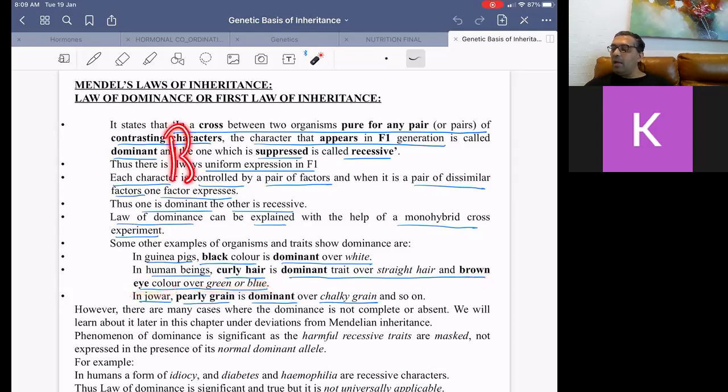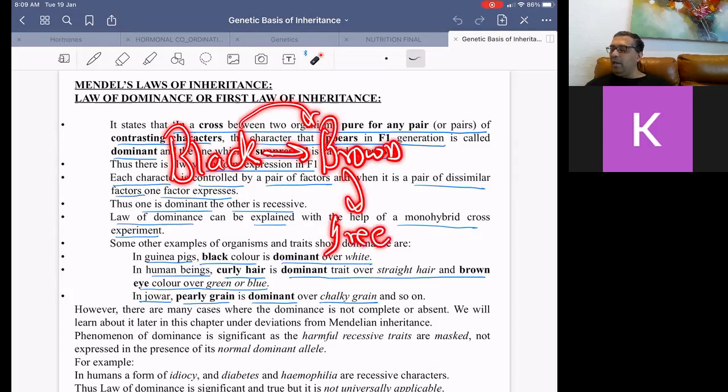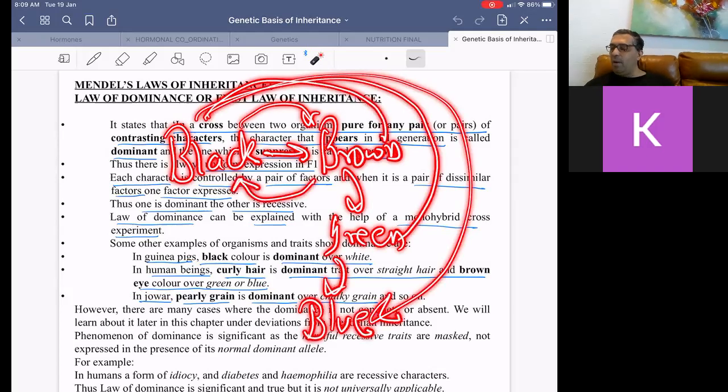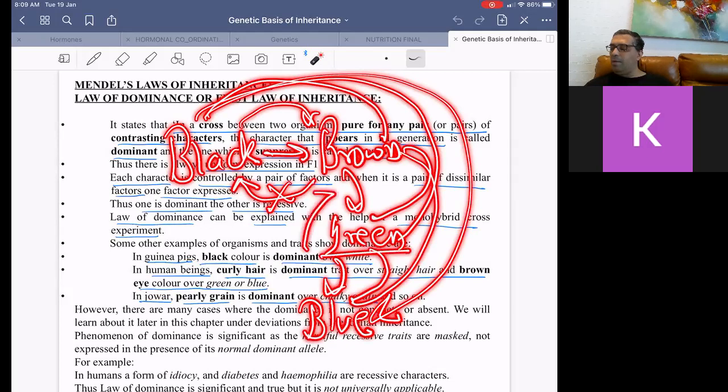So, black color of eye is dominant over brown. Brown is dominant over green, and green is dominant over blue. So black is dominant over brown, green, and blue also. Brown is recessive compared to black, but is dominant over green and blue. And green is recessive to brown and black, but is dominant over blue.